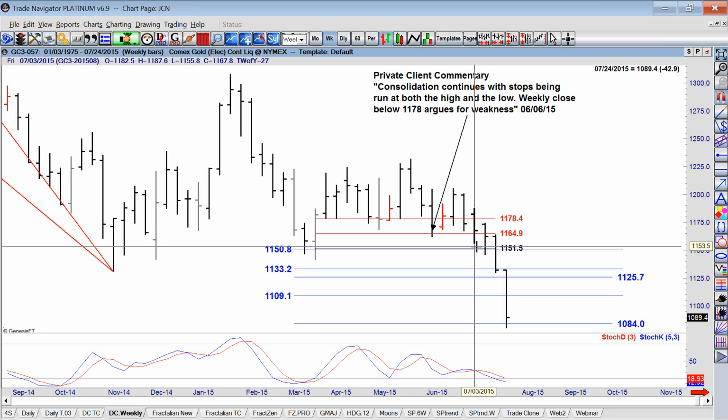Way back in June, on the 6th of June, in fact, the private client commentary said, consolidation continues with stops being run at both the high and the low. This is gold, of course, we're talking about. And a weekly close below 1178 argues for weakness, not strength. And that went out to the private clients on the 6th and the 7th of June.